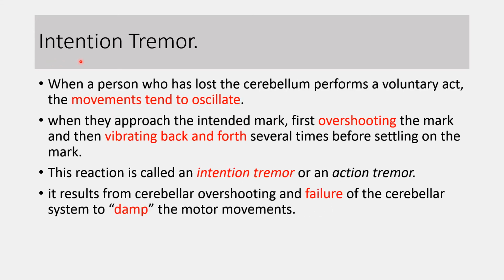Intention tremor is also a manifestation of the dysmetria. So because of the absence of the cerebellum, motor movements overshoot, and overshooting is followed by the overcompensation. So all the motor movements move around the intended point. First they overshoot followed by the overcompensation. So the movements tend to oscillate around the intended mark and they vibrate back and forth several times before settling on the intended point, and this is known as intention tremor or the action tremor, and it occurs because of the failure of the damping of the motor movements.